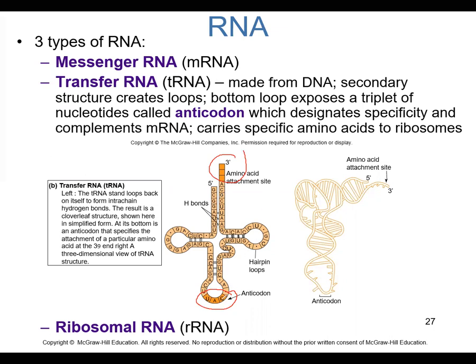So let's say we have UAC on mRNA, that would be AUG. So this is the anticodon to that codon, and it would bind to it, and it brings the amino acid with it so that we can build to the ribosomes, because that's where we're going to build proteins. And so that's the purpose of tRNA.